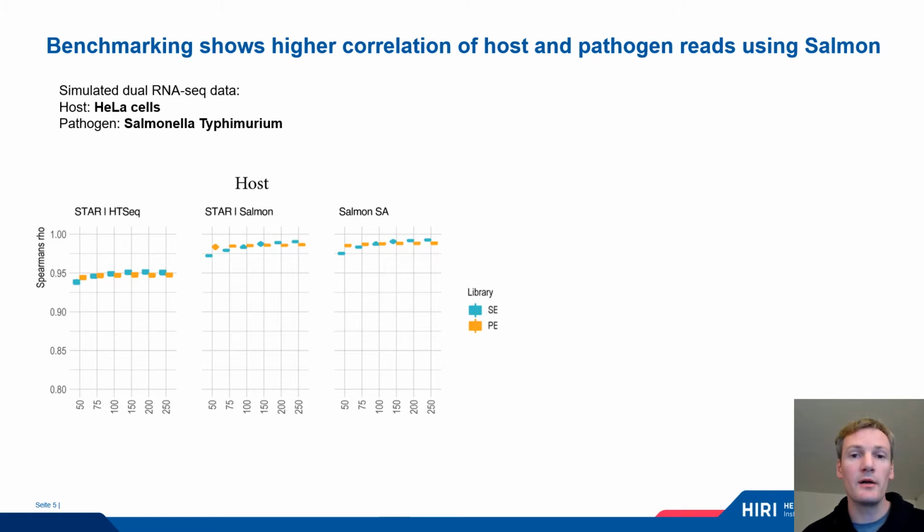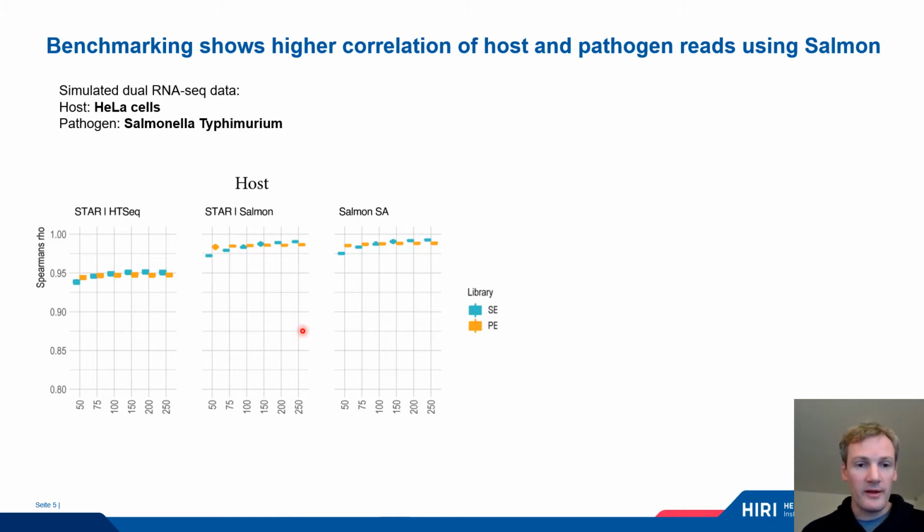We wanted to benchmark all 3 methods. So we simulated dual RNA-seq data from a publicly available dataset, and this was HeLa cells infected with Salmonella typhimurium. We initially ran the data through the pipeline to generate what we called our ground truth, and then we simulated common Illumina-based read lengths and library types. You can see from 50 base pairs to 250 base pairs, single end and paired end. We then ran each of these individual datasets through the pipeline, and we compared the results back to the ground truth to see how each method performed.